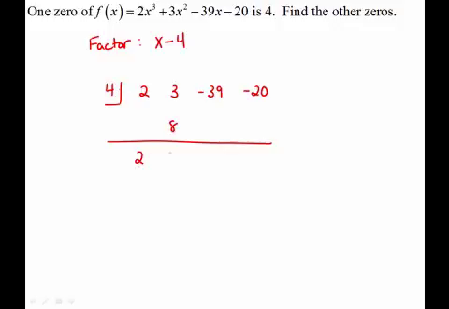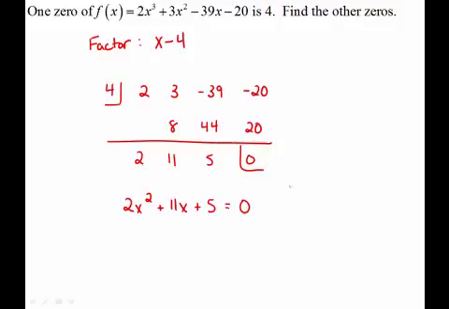4 times 2 is 8, which makes 11. 4 times 11 is 44. So again, we're adding. So this becomes 5, and 4 times 5 is 20, which leaves a remainder of 0, which is perfect here because this wouldn't work otherwise. And so we know now we're dealing with a polynomial 2x squared plus 11x plus 5 equals 0.